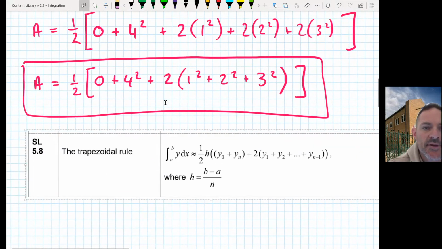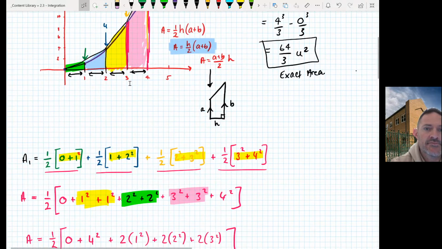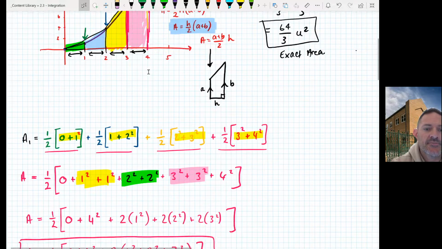And so what we end up doing is factorizing, there's that half. Okay, half times the height. Now, our height was 1, so just making sure you understand that. Our height was 1 in this case. y0 plus yn, well, that's the y value of the first and the y value of the last part. Again, 0 and 4 squared is 16.